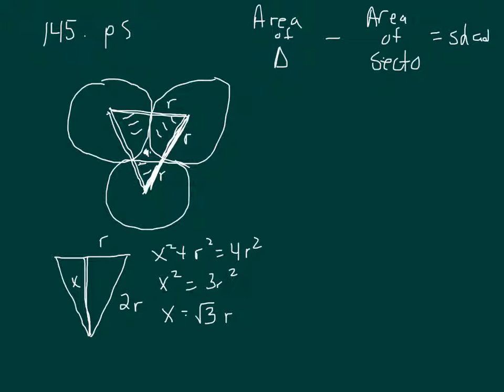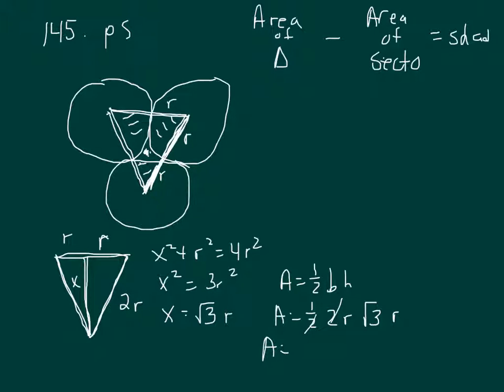So now I can find the area of that triangle. The area equals 1/2 base times height. Area is going to be 1/2, well, I'm sorry, this area of this whole thing. So you got an r there and an r there, so the base of that triangle is 2r. And then the height is what I just found, square root of 3r. So these 2's cancel, and the area of that triangle is going to be square root of 3 r squared.